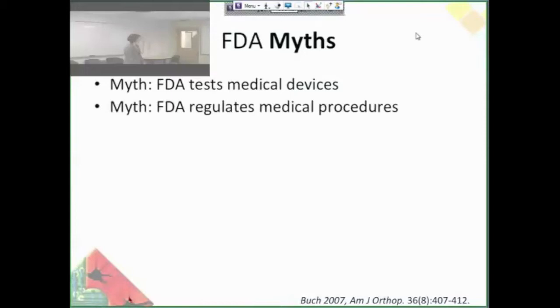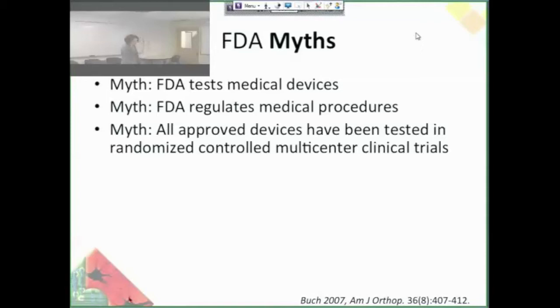The FDA does not regulate medical procedures. So medical procedures are up to the surgeon or the physician to do whatever they want. They can even use whatever product they want, whether or not it is FDA approved for that specific purpose. The FDA wants physicians to be able to do whatever they want, and they say it's not their area of expertise to tell a physician how to do their job.